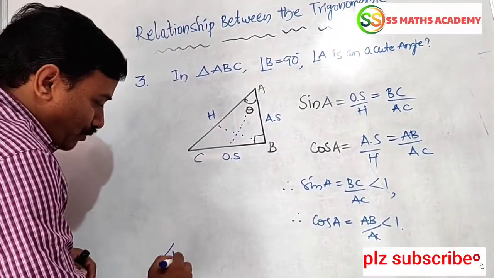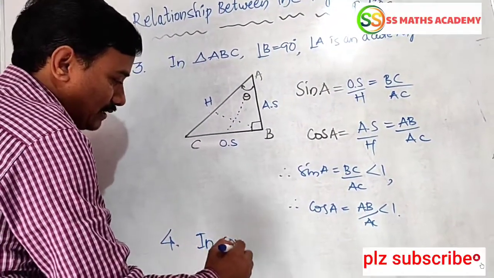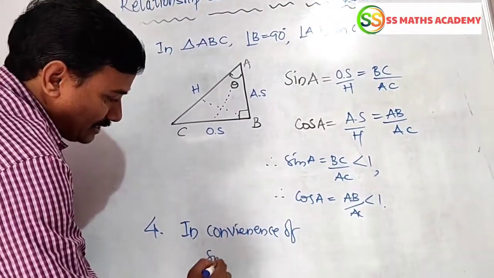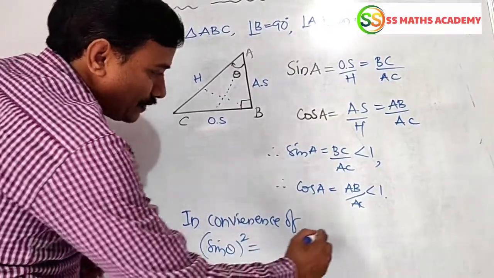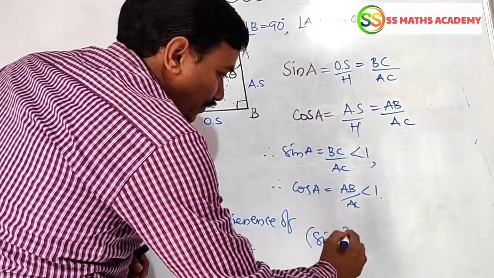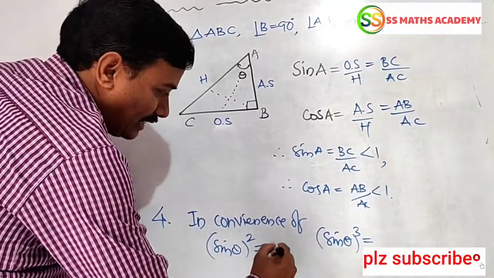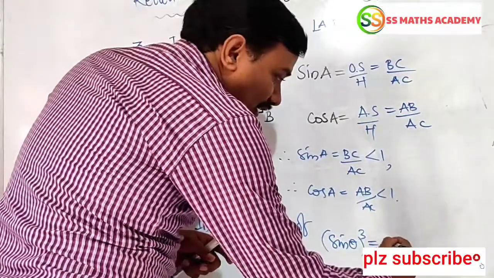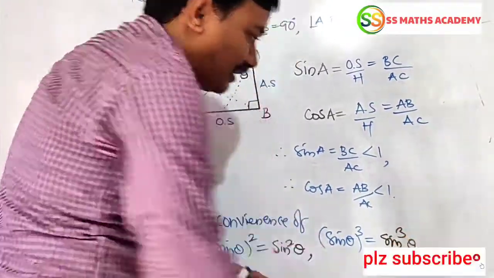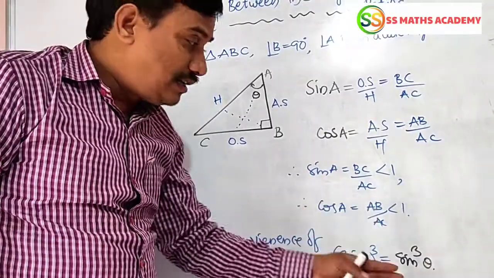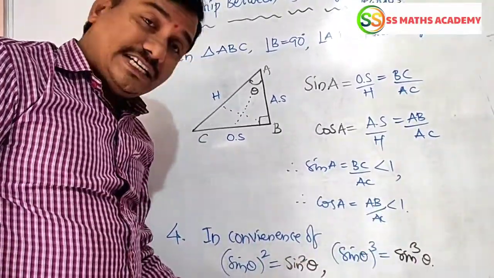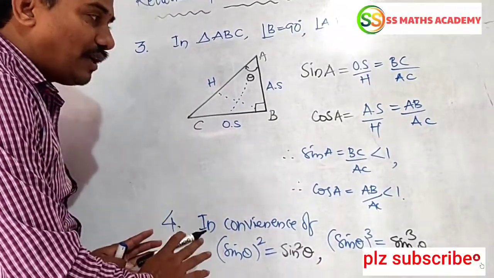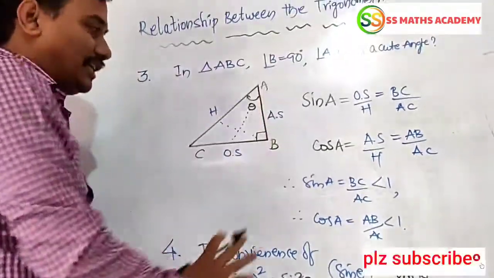Now let us see the fourth point, convenience. For our convenience, sin theta whole square we can write as sin square theta, and sin theta whole cube we can write as sin cube theta. Don't write sin theta whole square or sin theta whole cube; write sin square theta, sin cube theta. This is the fourth point of the relationship between the trigonometric ratios.